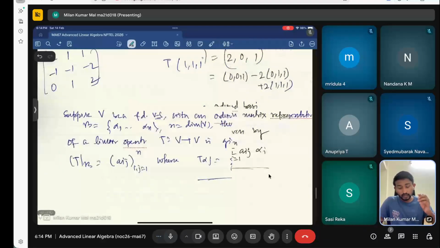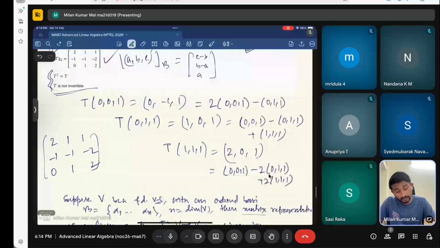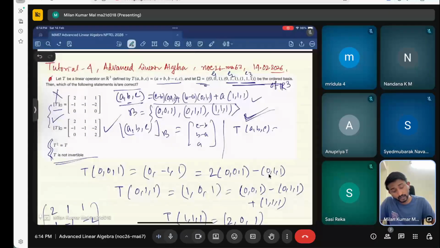Okay. Now the other two options ask whether T square is equal to T, and whether T is invertible or not. If you check carefully, T of A, B, C equals A plus B, comma, B minus C, comma C. Now assume this is A dash, B dash, C dash. Now T square of A, B, C will be T of A dash, comma, B dash, comma, C dash. So according to the formula, A dash plus B dash is actually A plus 2B minus C, and B dash minus C dash will be B minus 2C, and C dash is C.